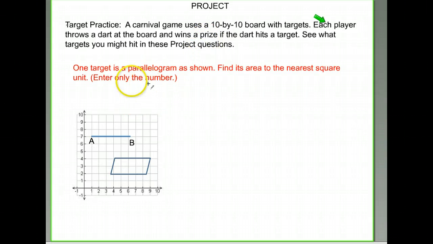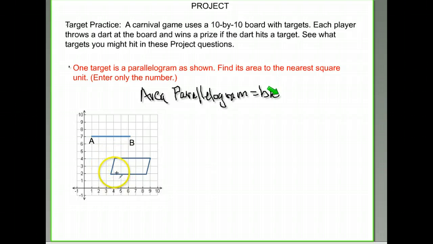Okay, so let's see. Here's the first question. It says one target is a parallelogram as shown. That is our parallelogram. Find its area to the nearest square unit. Okay, so let's recall. If you have a parallelogram, maybe you have this in your notes. If not, we'll go over it. The area of a parallelogram is the base times the height.